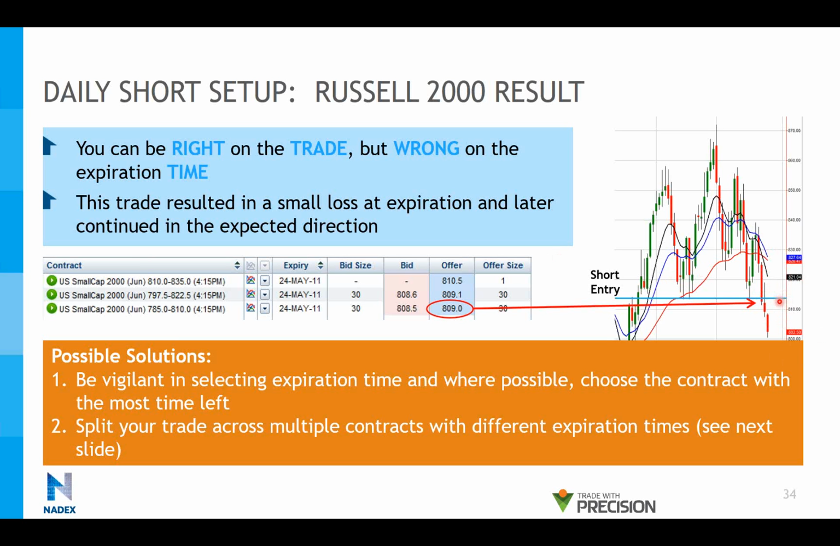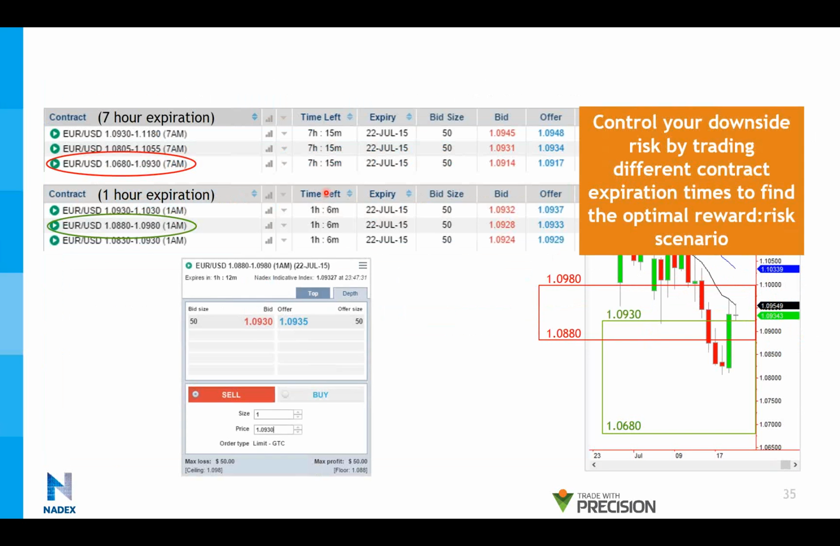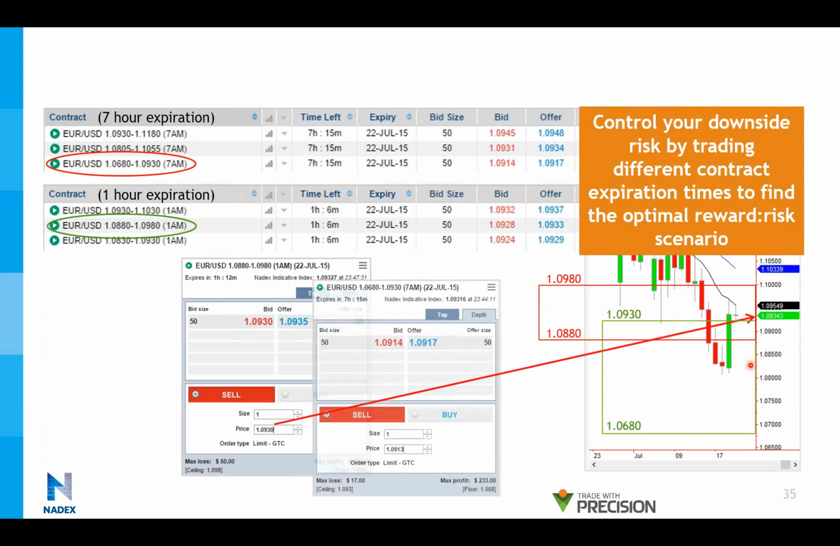Another good idea might be to split your trade across multiple contracts with different expiry cycles, expiration times. Let's have a look at this one here. Well, if I think the market is going to move in that direction, I could go for the 1 hour expiration, or I could go for the 7 hour expiration, or why not go for both? But once again, risk management.